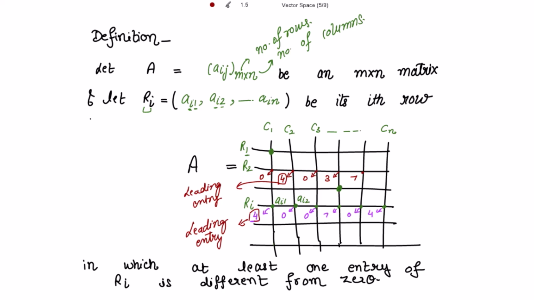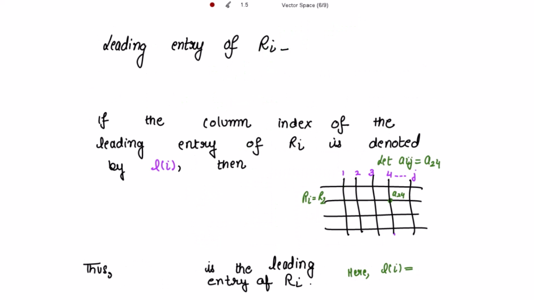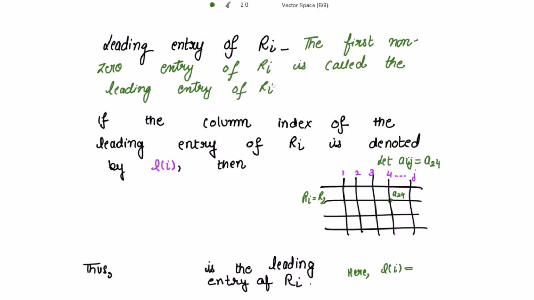Now in your mind the question arises: what happens if the next entry is also some non-zero element, let's say 8? Then also the leading entry is 4, the first non-zero entry. That is the leading entry for the ith row. So the definition is, the first non-zero entry of Ri is called the leading entry of Ri, right?